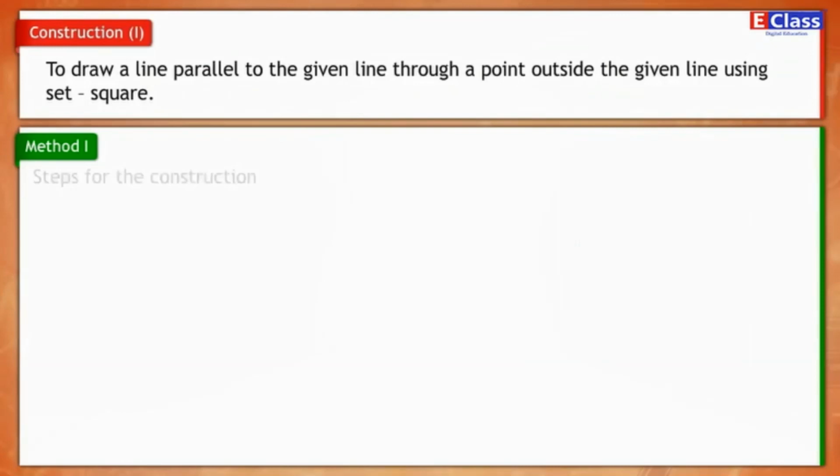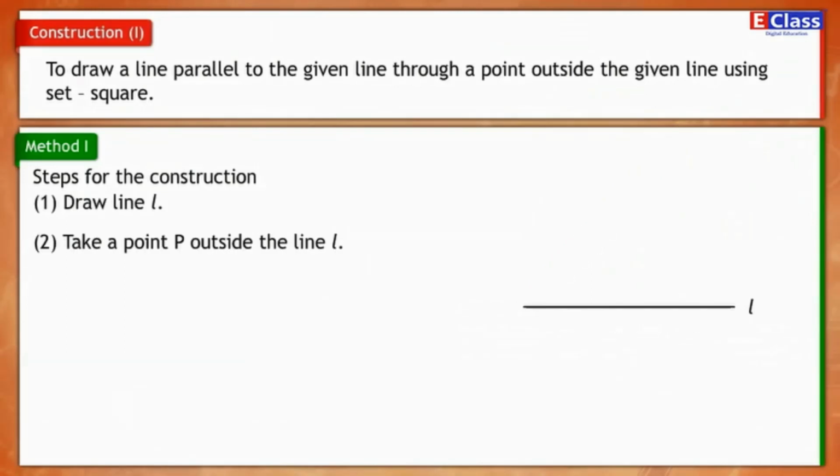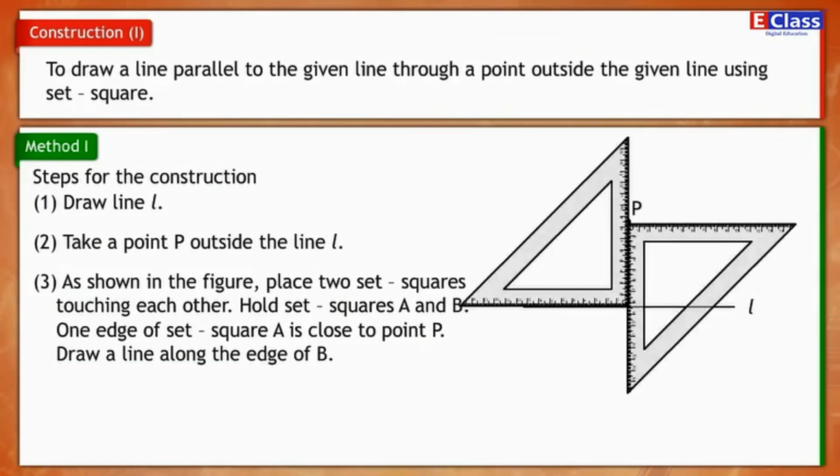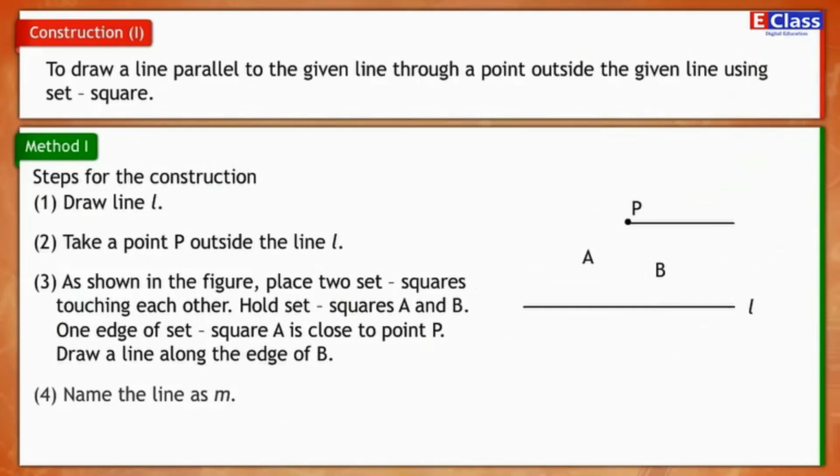Method 1. Let us see the first method to draw a line parallel to the given line. Steps for the construction. 1. Draw line L. 2. Take a point P outside the line L. 3. As shown in the figure, place two set squares touching each other. Hold set squares A and B. One edge of set square A is close to point P. Draw a line along the edge of B. 4. Name the line as M. 5. Line M is parallel to line L.